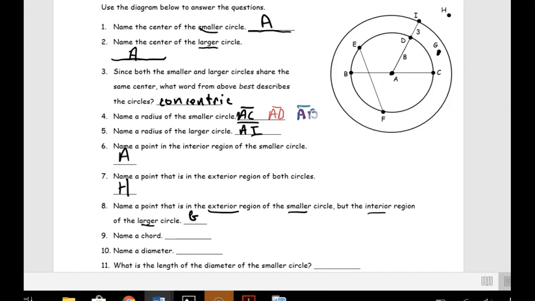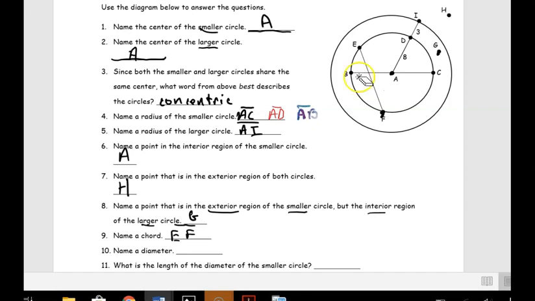If we want a chord, let's see here. Name a chord. We have what looks like two chords. A chord has to have its endpoints on the circle, so it's a segment whose endpoints are on the circle. One of our chords would be from E to F. Both endpoints are on the circle, so EF is a chord. Segment EF.